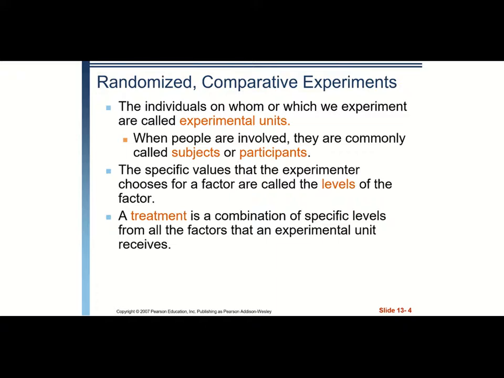I mentioned on the previous slide that we have a factor which we're manipulating. The number of ways that we can manipulate that factor are called the levels of the factor. I also mentioned a treatment a few times at this point, and the treatment is actually the combination of all the different factors that we have in an experiment and the ways that they can be put together.